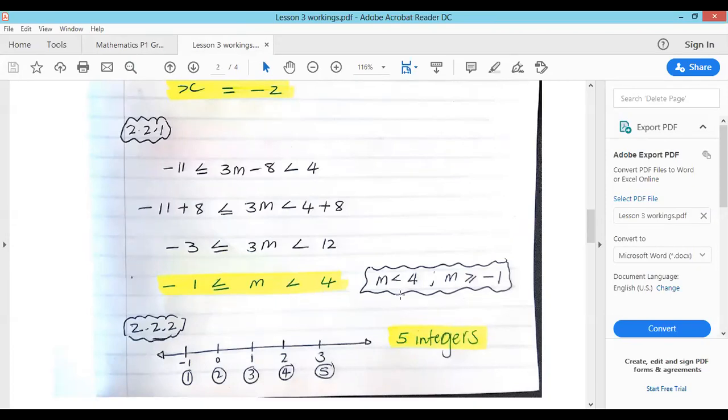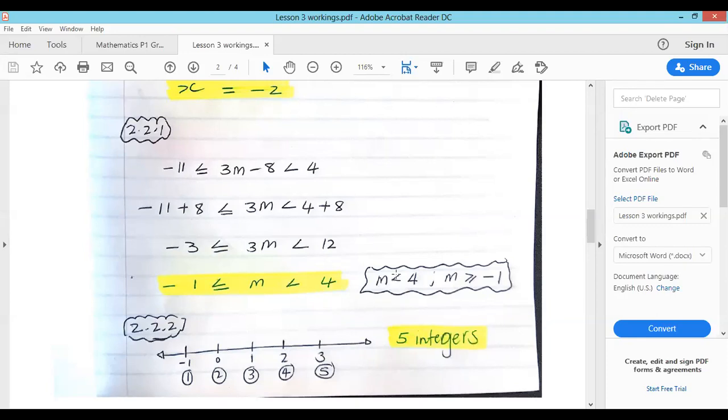So remember now, what is the restriction telling you? The restriction says your m is less than 4, which means it's not equal to 4, but it's less than 4, which means it starts from 3 going downwards. But your m is greater than or equal to negative 1, which means your start is negative 1 going to 3. So you need to count how many integers are within the interval. No wonder I said negative 1, 0, 1, 2, 3. You do not put 4, guys, because m is less than 4.